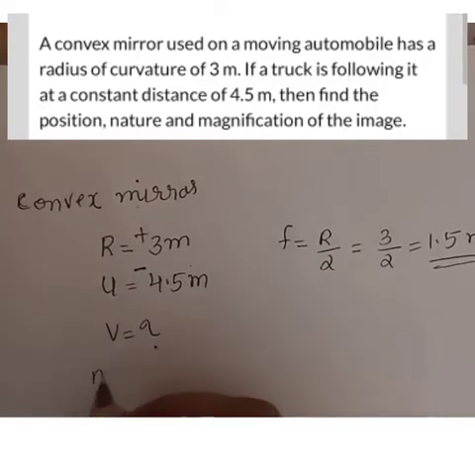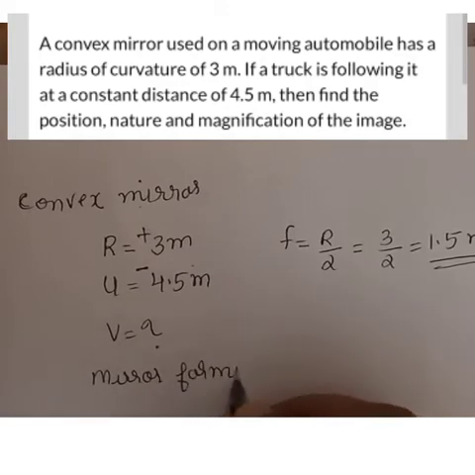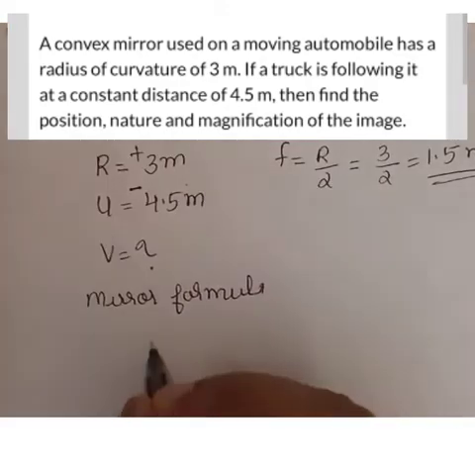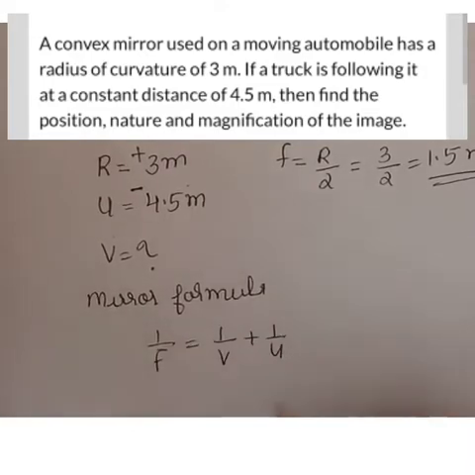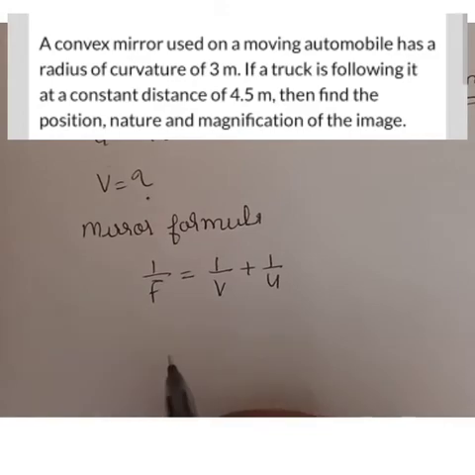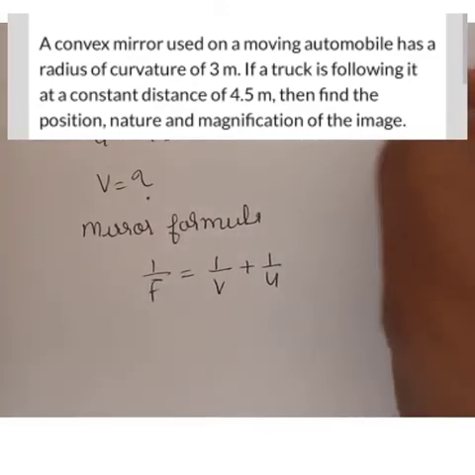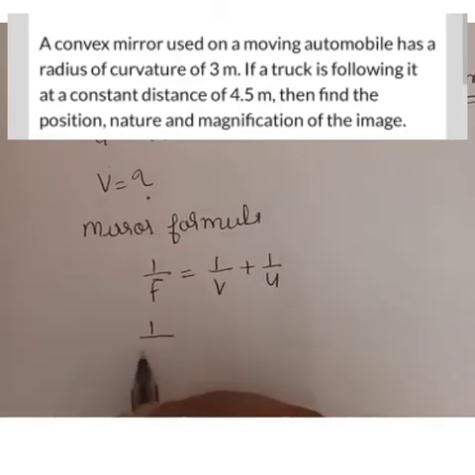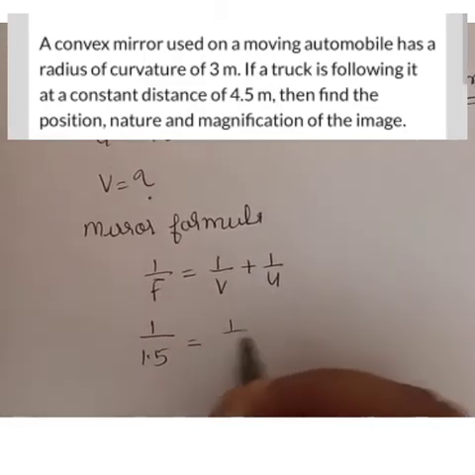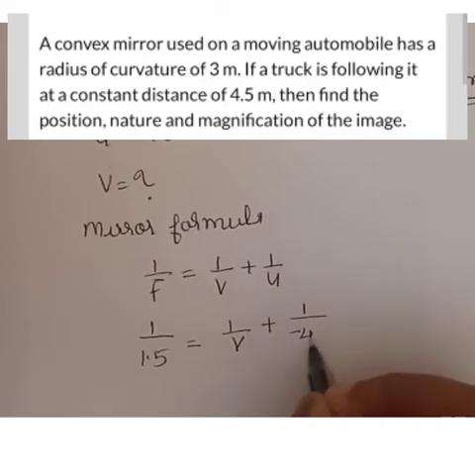So what's the mirror formula? 1 by F is equal to 1 by V plus 1 by U. So what is 1 by F? F means 1.5 meter. It is also a positive term because in a convex mirror the focal length is also positive. So it is 1 by 1.5, which is equal to 1 by V plus 1 by U, that is 1 by minus 4.5.